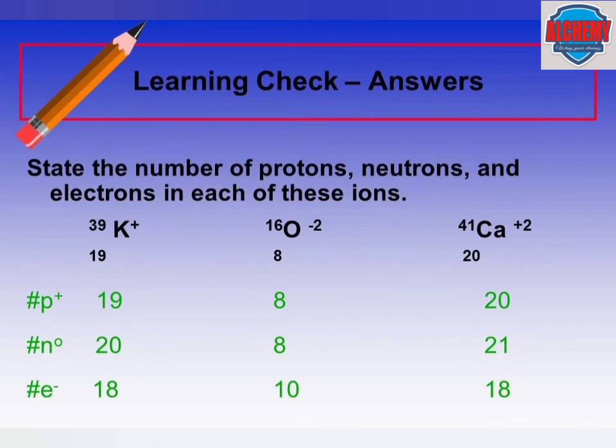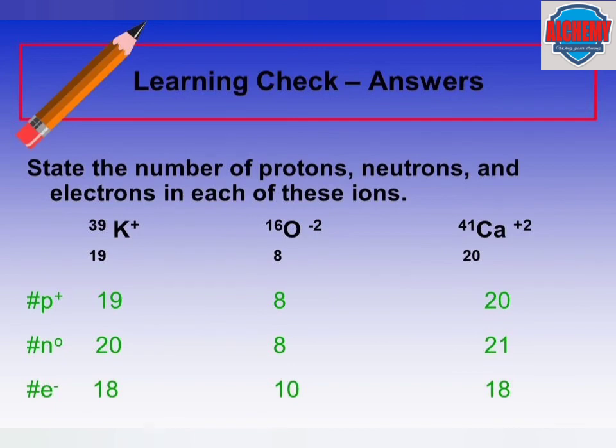But since it is an ion and the charge is plus 1, this means that there is one electron less compared to the number of protons. So, the number of electrons is equal to 18. The number of neutrons is given by mass number minus atomic number, that is 39 minus 19, and the answer is 20.